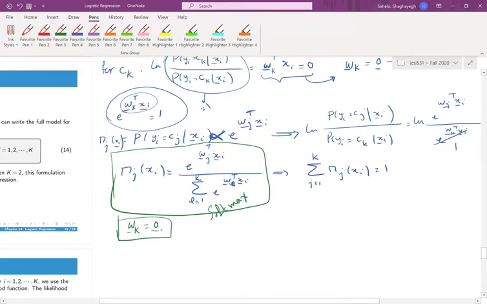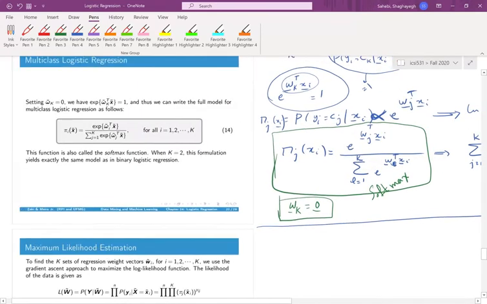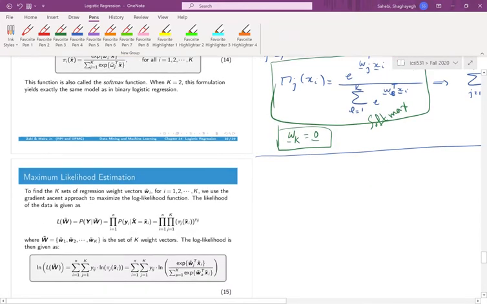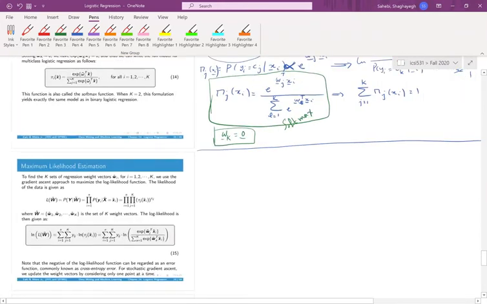Okay, so the softmax, you can think of it as a generalization of the sigmoid function in the binary classifier. This is our softmax function, and when k is equal to 2, this is exactly equal to the logistic function. Now, we decided that we need to find w's for each class. How are we going to do that?